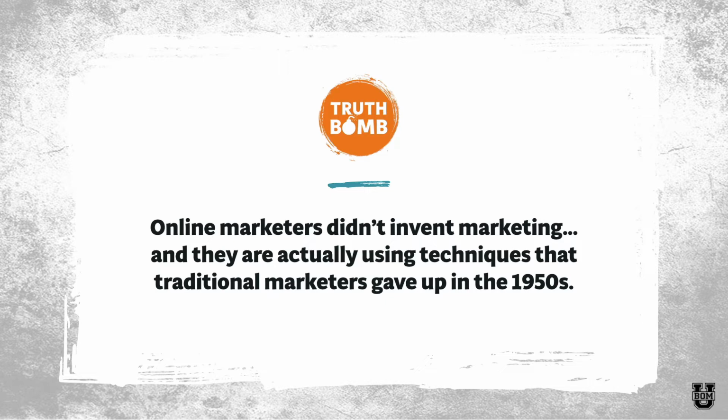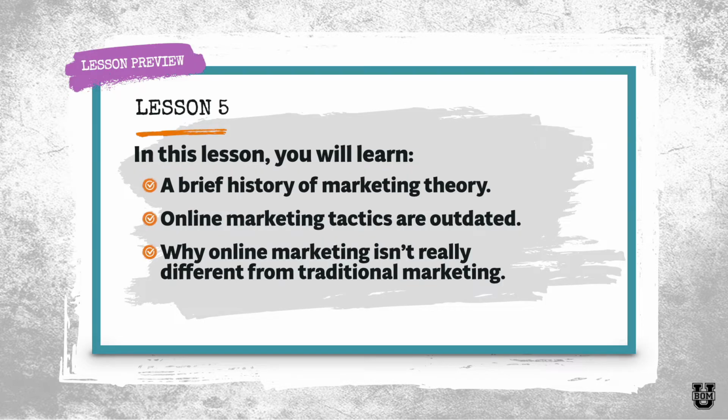We're going to try to help you understand why we shouldn't be doing that in this world. So in this lesson, we're going to talk about a brief history of marketing theory. I'm not going to go too deep into it, but we're going to talk about the different theories of marketing over time. We're going to talk about the fact that online marketing tactics are outdated and why online marketing isn't really different from traditional marketing, because sometimes people will say, well, we're online, so we've got to be different. I'm going to explain why that's not actually what's happening at all. So that's what we're doing in this lesson.